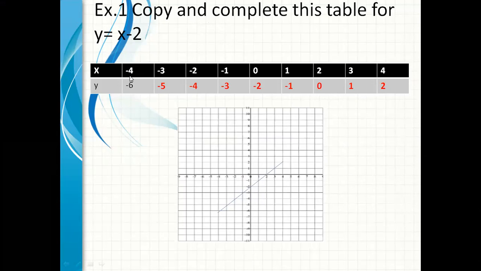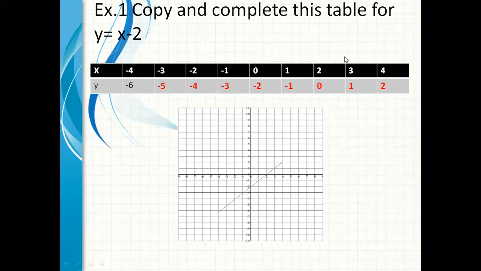So when x is negative 4, just put it here. Negative 4 minus 2 is negative 6. When x is negative 1, for example, negative 1 minus 2 is negative 3. If x is 0, 0 minus 2 is negative 2. If x is 3, for example, 3 minus 2 equals 1. And the same thing for all the other points.